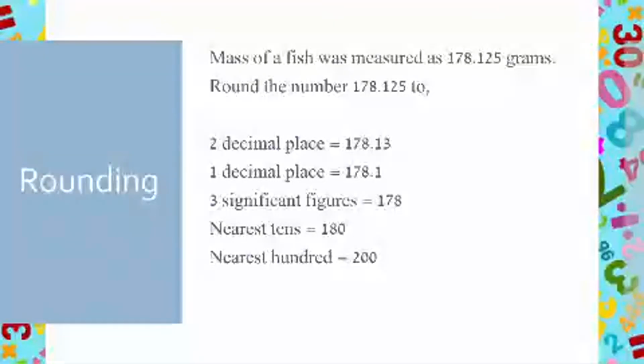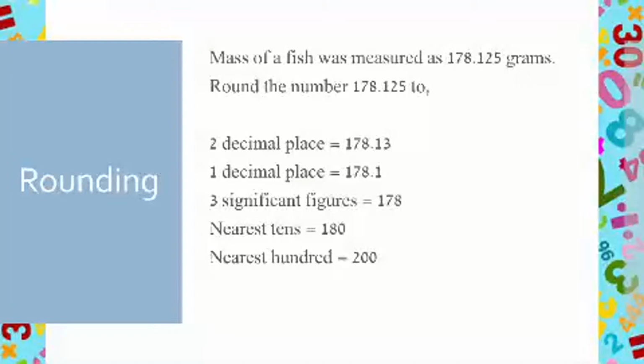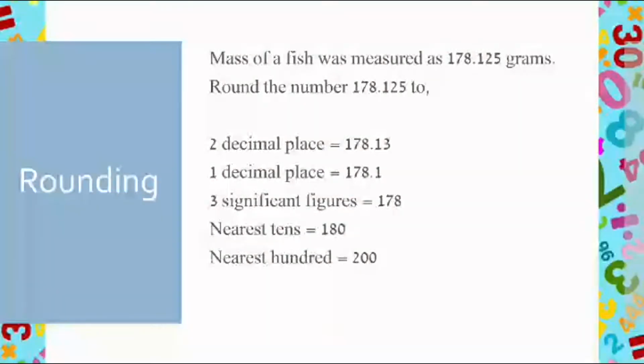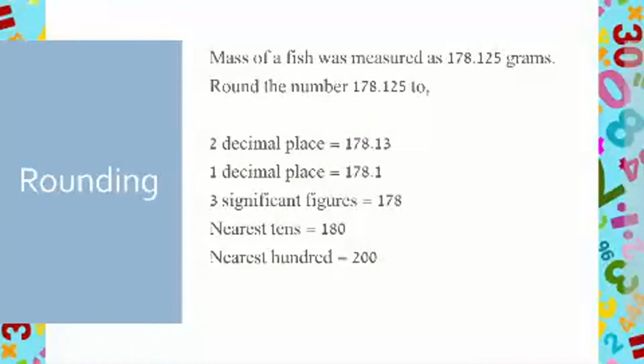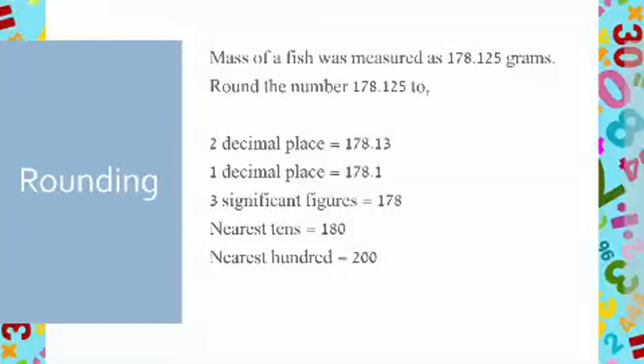Another important concept that comes in numbers questions is rounding of numbers. Rounding comes as rounding to decimal places, whole numbers, significant figures, and nearest 10. Rounding questions can come like this: round the number 178.125 to two decimal places, significant figures, nearest tens, and so on.